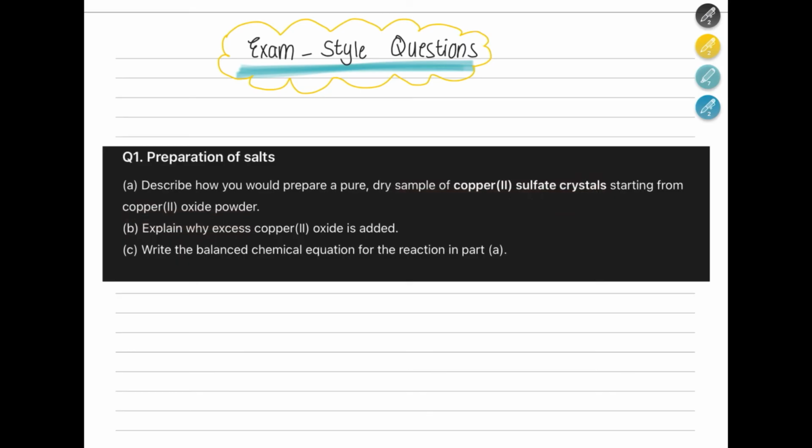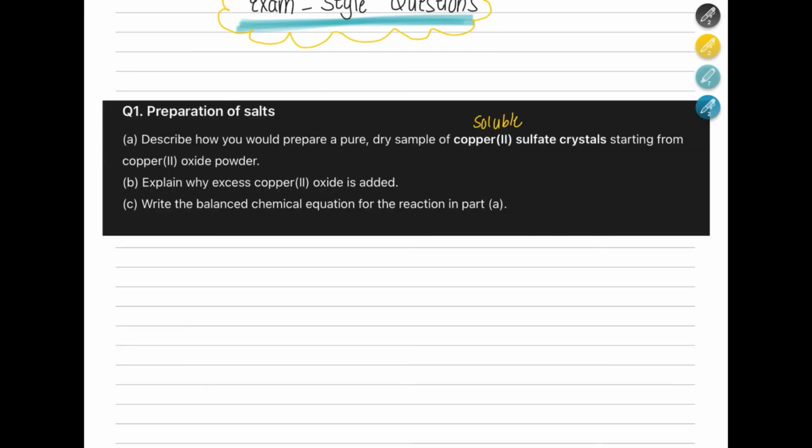Remember, your method for preparing salts depends on whether or not your salt is soluble. So what is copper sulfate? All sulfates are soluble except lead, barium, and calcium. So this is a soluble salt. Now, do you carry out this with titration, or do you react them together and then filter and crystallize? Titration is only when you have acid and alkali or a soluble carbonate. But now you're starting from copper oxide powder. So you have copper oxide and you need to get copper sulfate, CuSO4, aqueous.